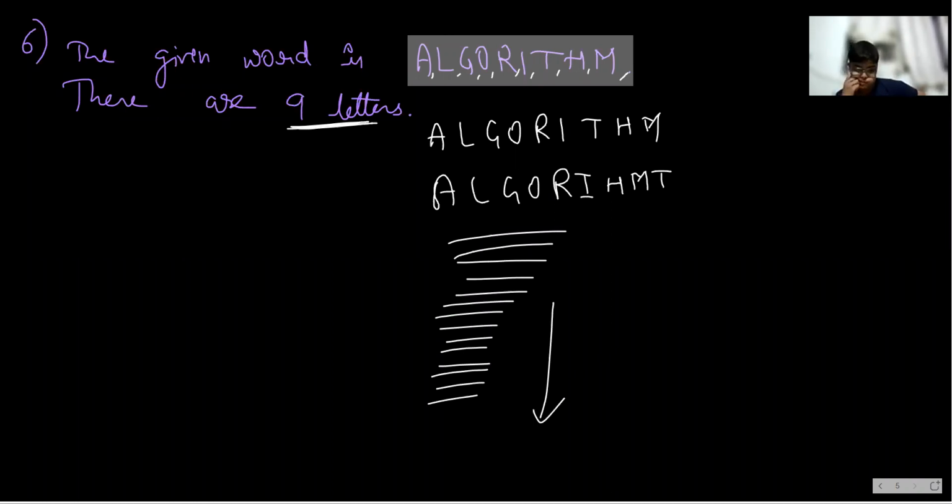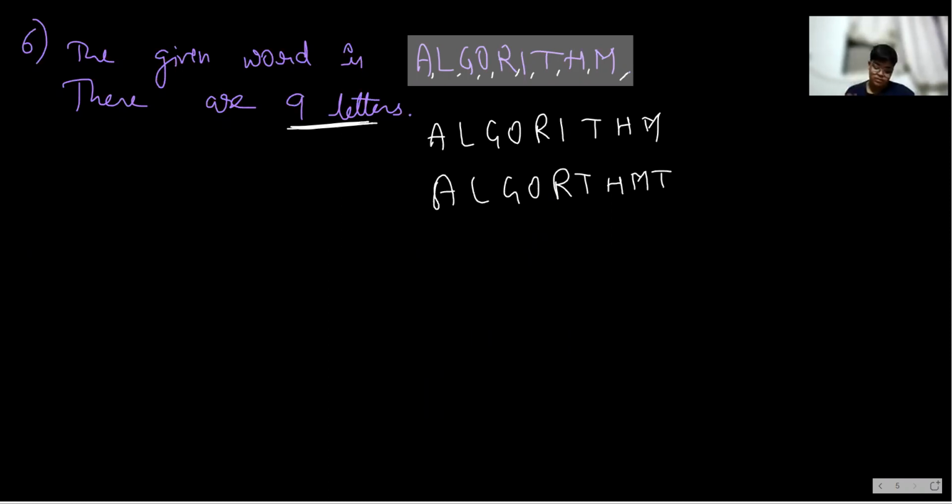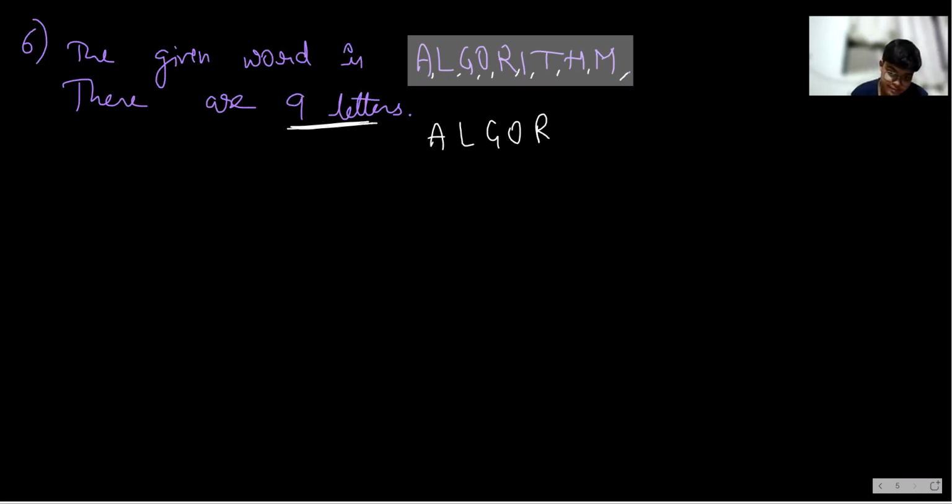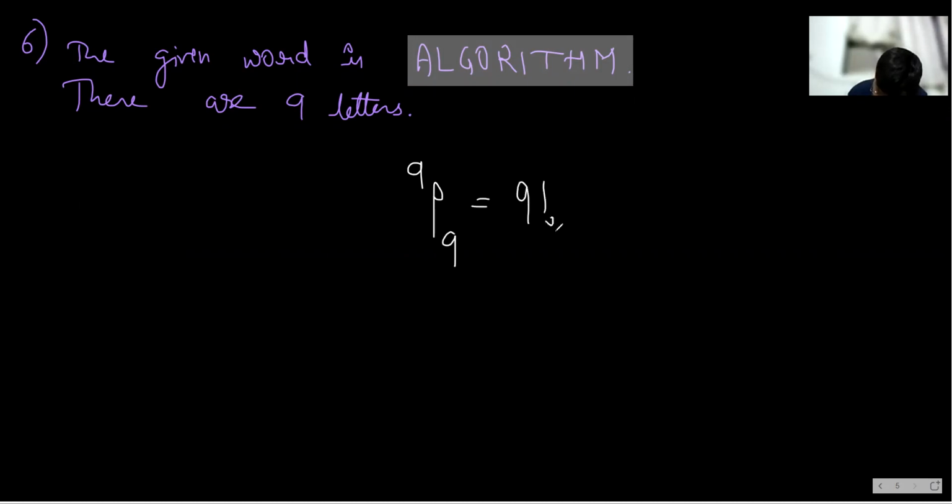I will call these arrangements of 9 letters amongst themselves. Why? Because I'm having 9 letters and I'm arranging all of them together, amongst themselves. So this is going to happen in 9P9 ways, that is 9 factorial ways.